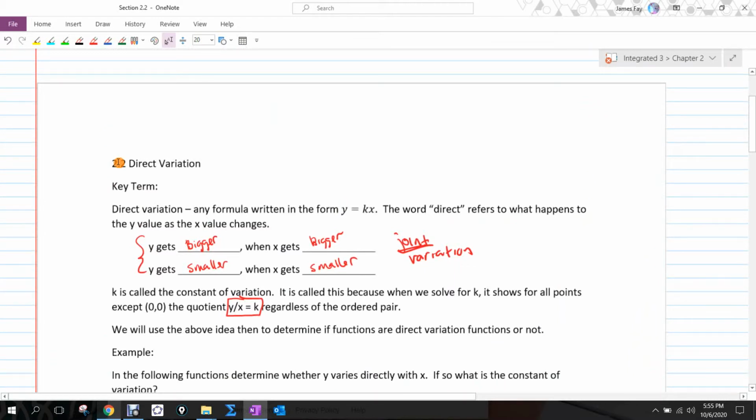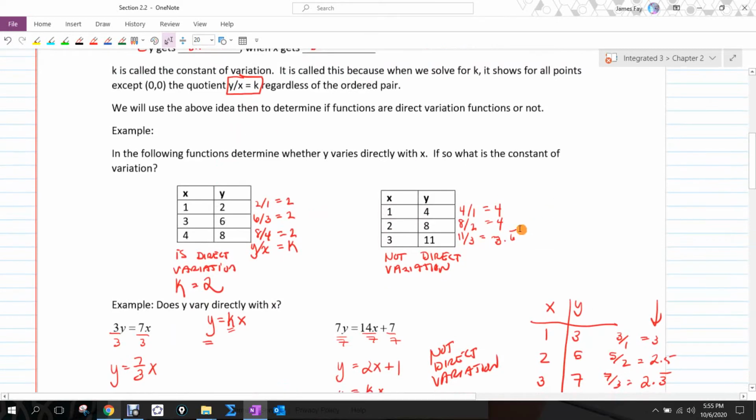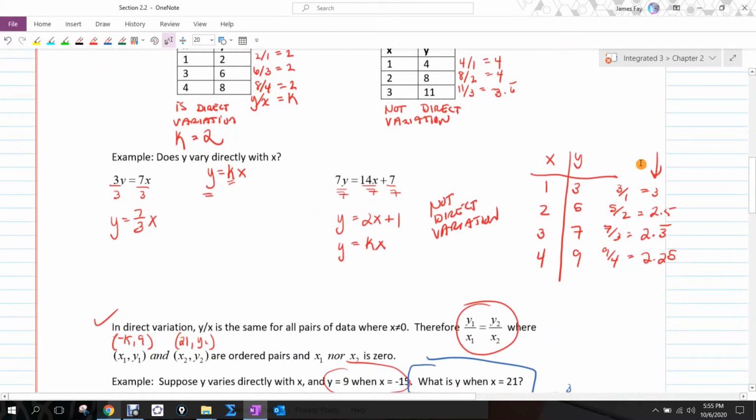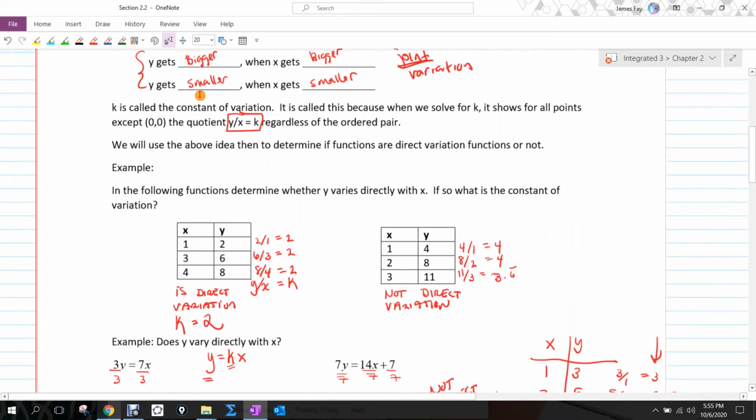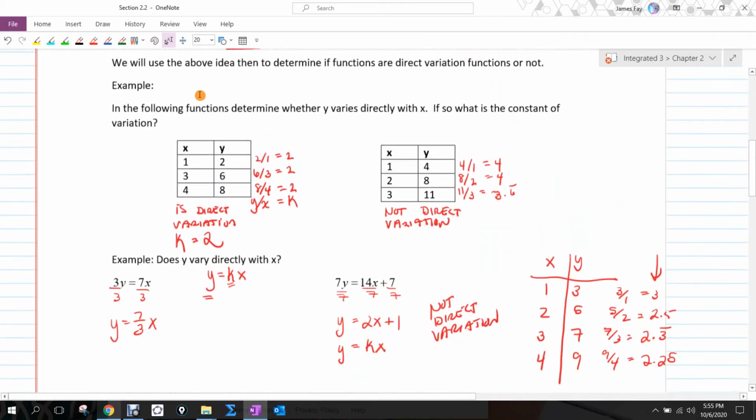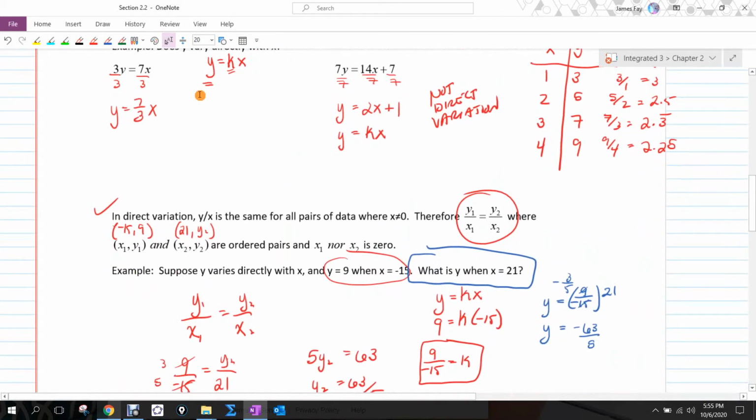As x gets bigger, y gets bigger. As x gets smaller, y gets smaller. But they do that too when we divide corresponding x's and y's in the order of y divided by x. The quotient always has to be the same. If the quotient differs, like we saw here, or like we saw here, then it is not direct variation. Direct variation, the constant of variation, is that slope or rise over run that you might be familiar with from other courses.